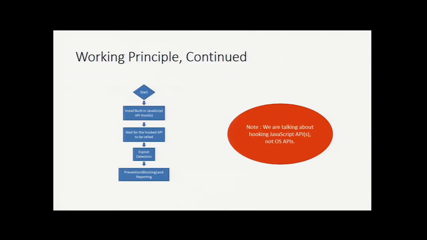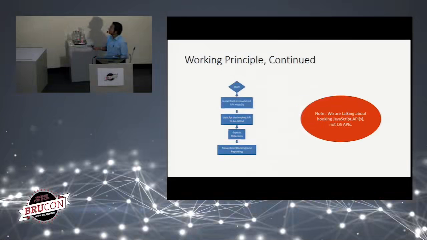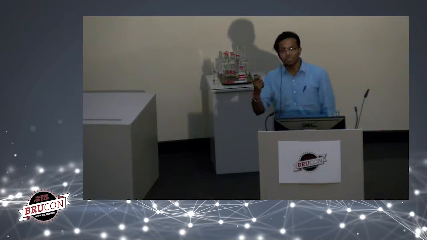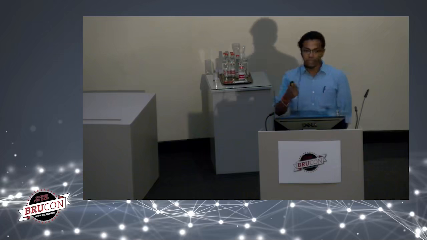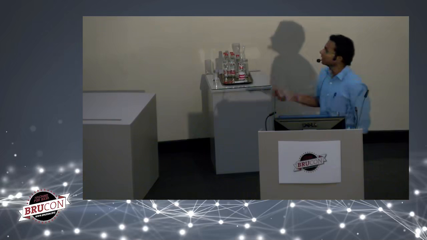Once the injected code reaches the client's browser, it is going to do a couple of things. This diagram shows, on a very high level, what it is going to do. Once it reaches the client's browser, it is going to install built-in JavaScript API hooks, and it will wait for the hooked APIs to be called. So whenever any JavaScript function is called from the page, we are going to intercept the content. We'll discuss all of this in detail in later slides.